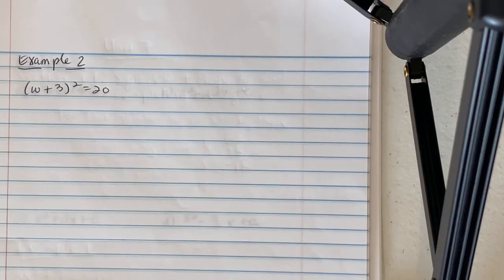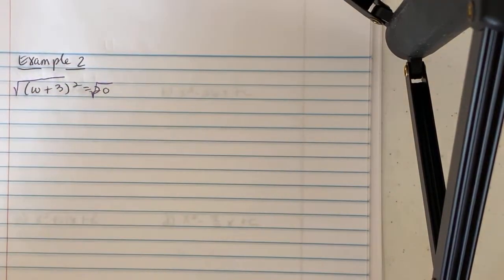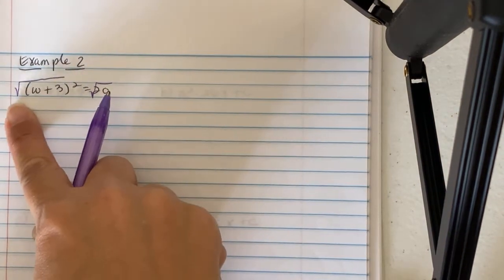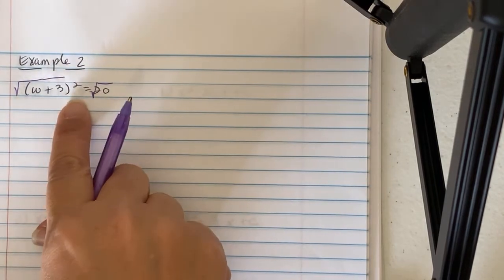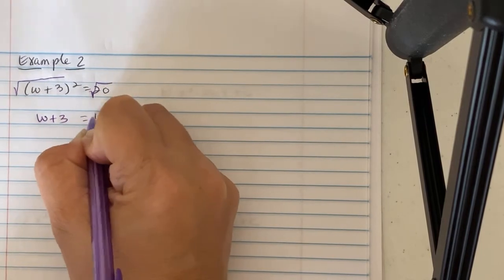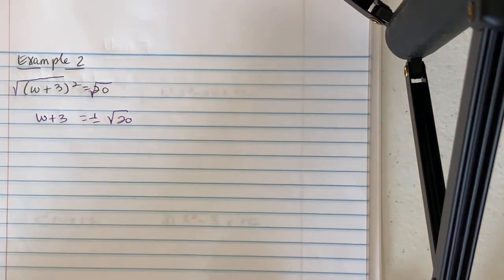Our next example is going to be example 2. It says parentheses w plus 3 close power of 2 equal to 20. So pretty much it's already isolated, and we're going to apply the square root property that says take the square root of both sides. Remember, if we're taking the square root of a radical, the index that we don't see, which is a 2, and the power of 2 cancel each other out, and you end up with w plus 3 equaling positive and negative radical 20.